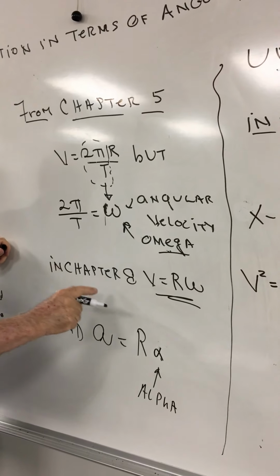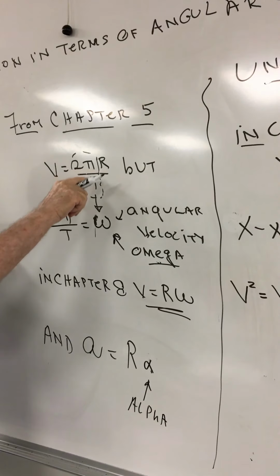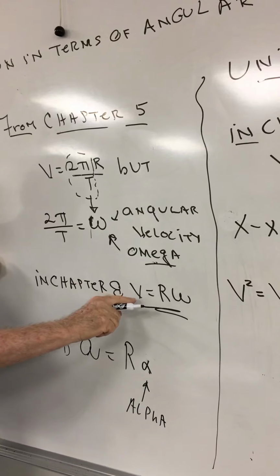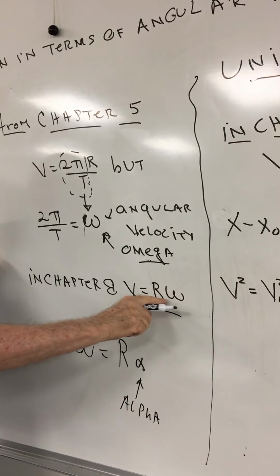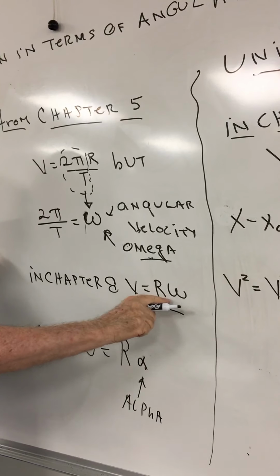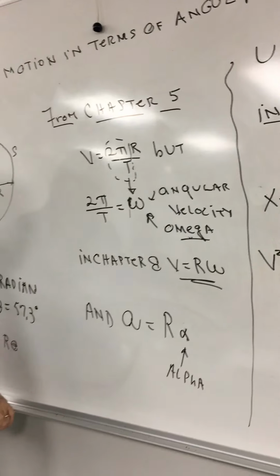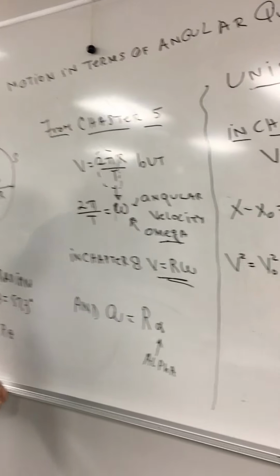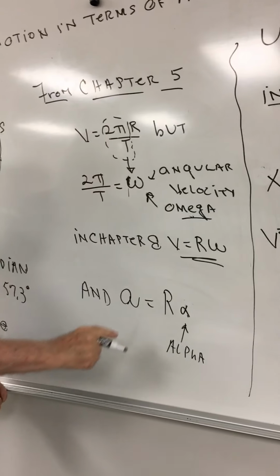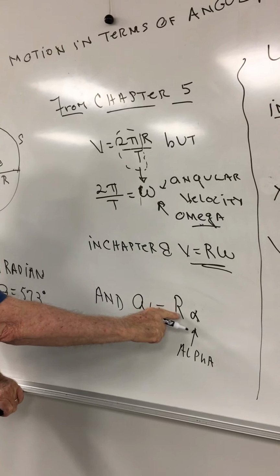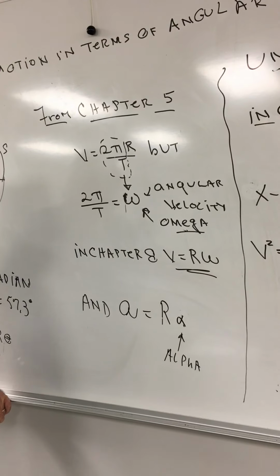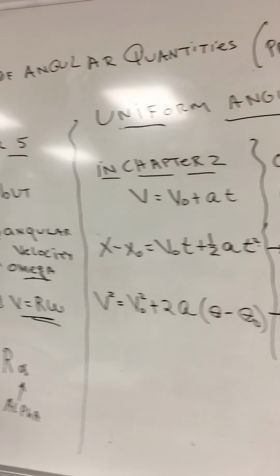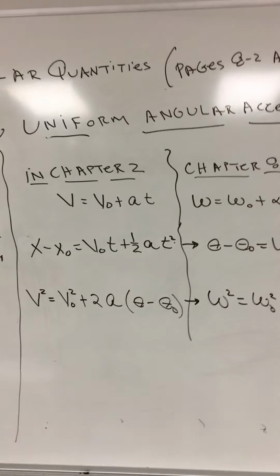And in Chapter 8 now, instead of v equals 2 pi r over T, we're going to be referring to the velocity as the radius times the angular velocity. v is equal to r times omega. And also in Chapter 8 now, acceleration is going to be equal to r, the radius, times the angular acceleration. Angular acceleration is alpha.